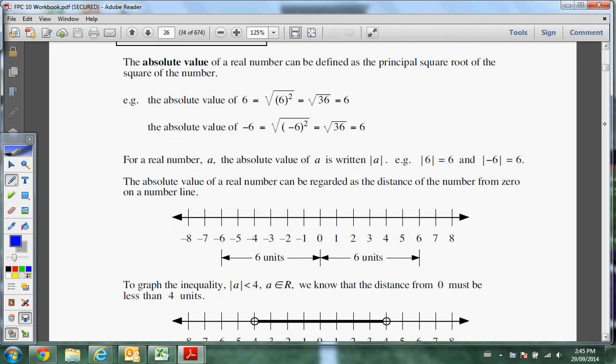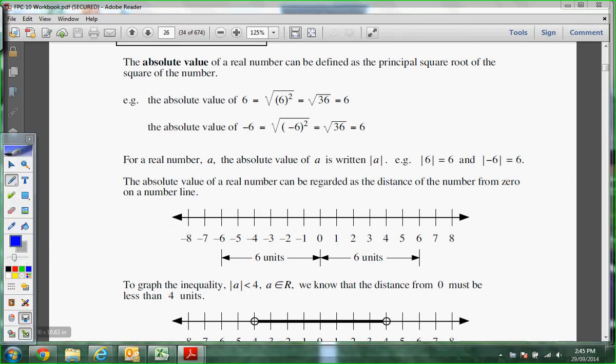All right, so the absolute value of a real number can be defined as the principal square root of the square of the number. So absolute value of 6 equals the square root of 6 squared, which is 36. Square root of 36 is 6. Just showing you the backwards way of doing it. If you think about where square roots come from, it's always the number squared. So square root of 36 is 6, because you can also write 36 as just 6 squared. Well, you can also write that as negative 6 squared. That also gets you 36.